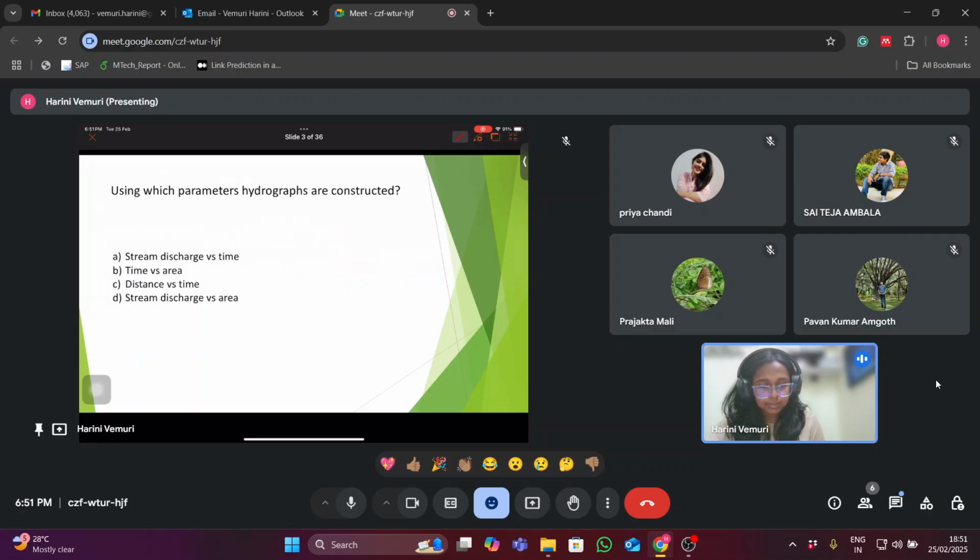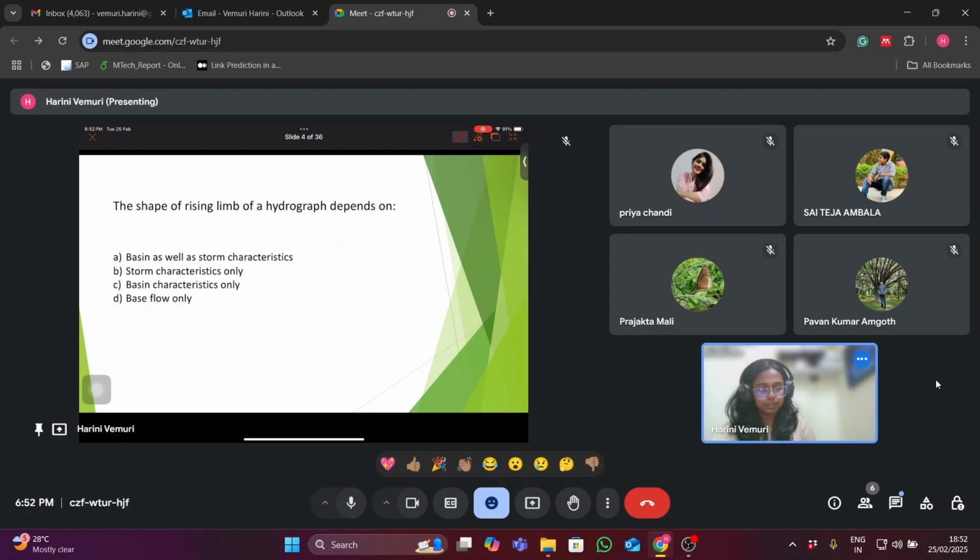And the second question is, using which parameters are hydrographs constructed? Option A, stream discharge versus time. Option B, time versus area. Option C, discharge versus time. Option D, stream discharge versus area. So as we have discussed, a hydrograph is a plot between time and discharge or stage. Okay, so that means the option is A, stream discharge versus time.